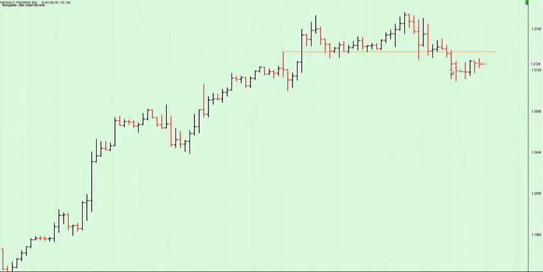Right now what we're looking at is the euro dollar. This is the 60-minute time frame. Non-farm payrolls really didn't produce too much activity here. It was relatively muted. I did get a couple of trades on the pound dollar.